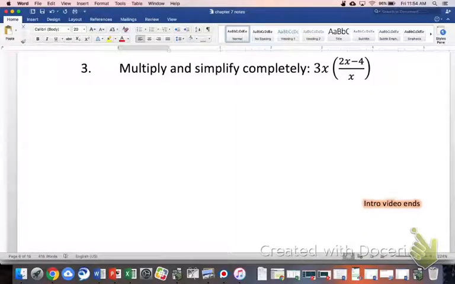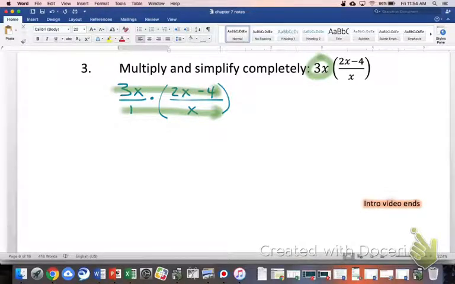Okay, number 3 says multiply and simplify completely. I don't know that we have to go necessarily in that order, but there is definitely some work we need to do. First of all, notice this 3x right here appears to not be a fraction, and of course the way that it's written, it really isn't. But it might be useful to write it as a fraction. You can always write something as a fraction by simply writing it over 1. So I'd write this as 3x over 1 times 2x minus 4 over x. Like we've done before, in order to multiply two fractions together, we multiply the denominators together and we multiply the numerators together.